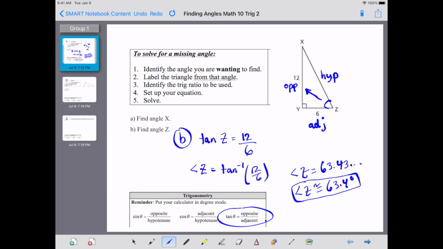And there you have it. So there we have calculated both angle X and angle Z. And again, keep in mind all the angles in a triangle must add up to 180 degrees.